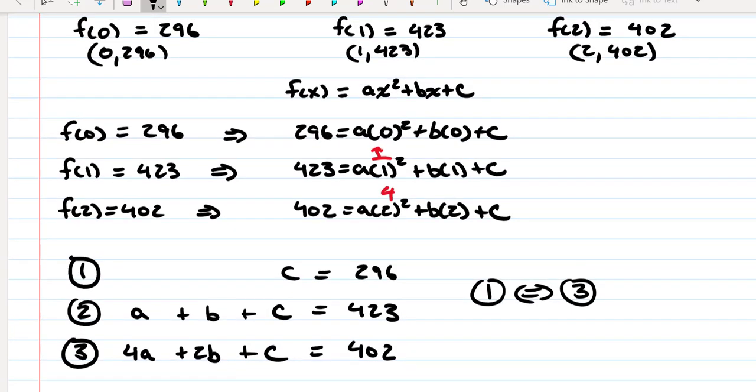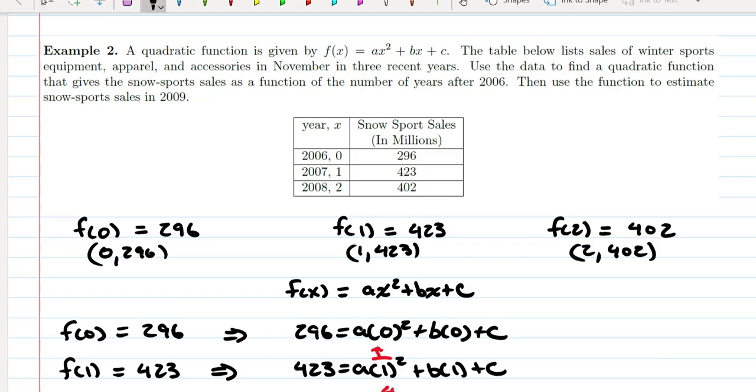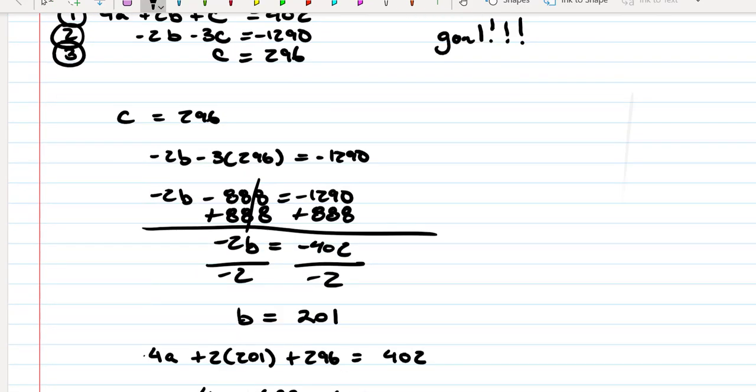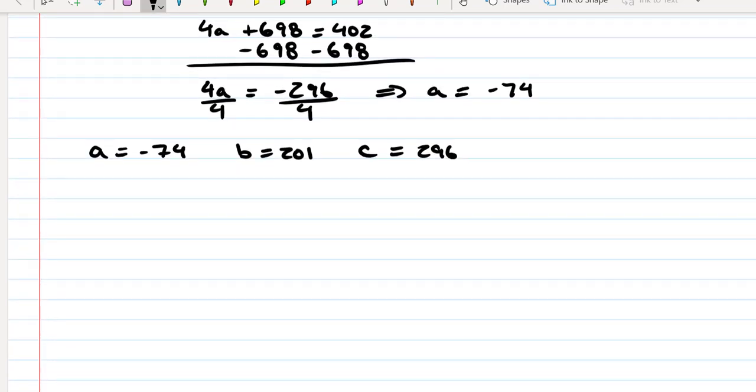So we go back to our original problem, and it was a, b, and c were the coefficients of f of x. So our quadratic model is f of x is equal to negative 74 x squared plus 201x plus 296.